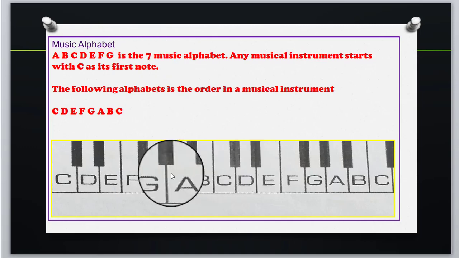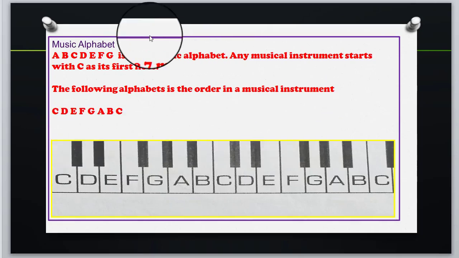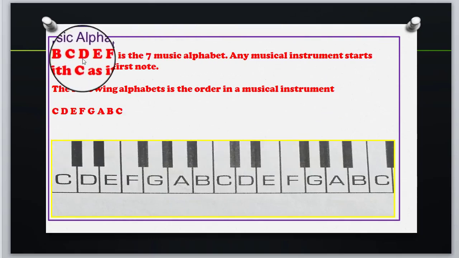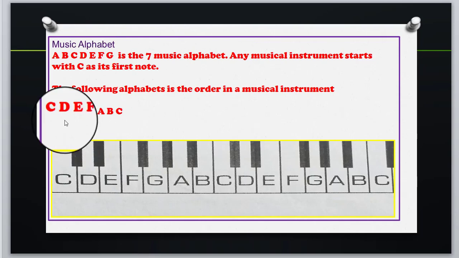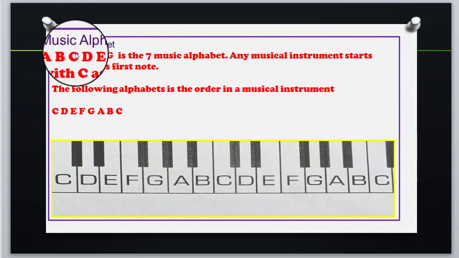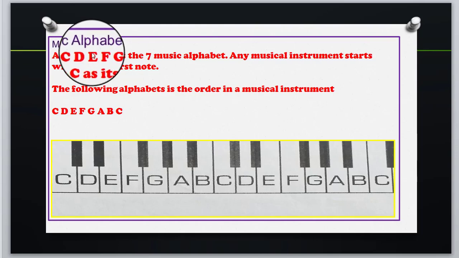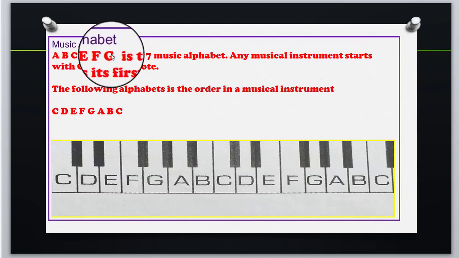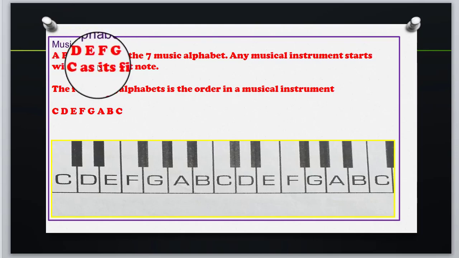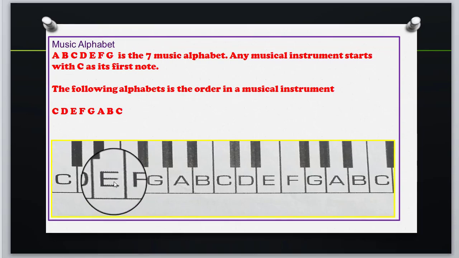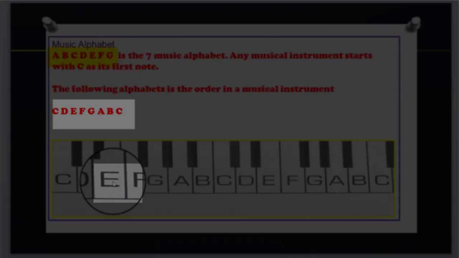However, in any musical instrument, it starts with C. The next note will be D. The next note will be E, F, G, A, B, and it ends with C. This is how the music alphabets are placed in any musical instrument.